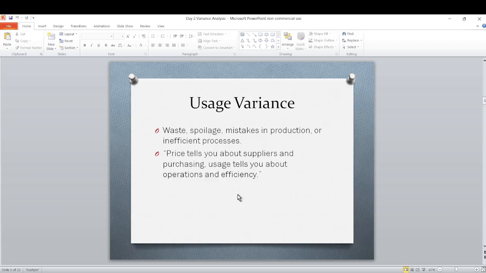This can point to waste, spoilage, mistakes in the production line, or inefficiencies. Unlike price variance, which is purchasing related, usage variance is production related. Always remember, price variance tells you about suppliers, usage variance tells you about operations. Both are important, but they answer different questions.